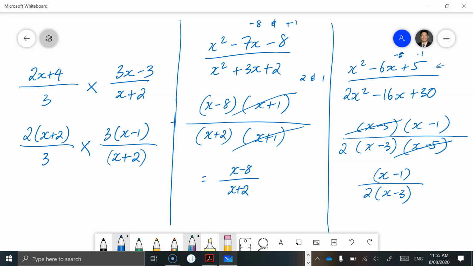And whether you want to put brackets around that or not, that's really up to you. I just find it helpful for a visual thing. X plus 2 and x plus 2 can cancel out. The 3 and the 3 can also cancel out, leaving nothing at the bottom. And so all you have on the top is 2 outside of x minus 1.